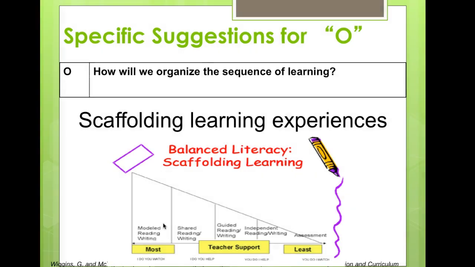Scaffolding is a big piece. How are you going to organize the sequence of your learning? It's I do, we do, you do: how much support, lots of support, a little bit of support, no support. In this graphic, we're looking at literacy. You're modeling reading, then shared reading, which is a lot of support. Moving down to guided reading where they're reading on their own or with partners, and then they're reading on their own through the assessment. Everything leads to the assessment, and the assessment generally is independent except for culminating performance assessments, which are usually done in teams, groups or pairs.